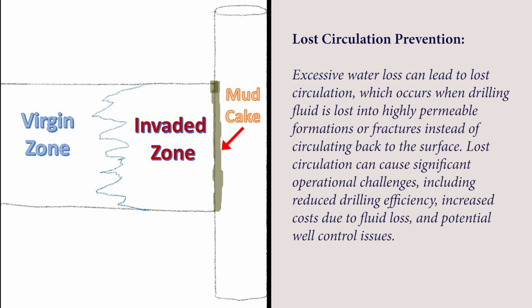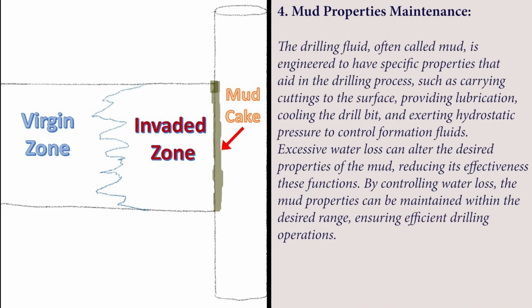3. Lost circulation prevention. Excessive water loss can lead to lost circulation, which occurs when drilling fluid is lost into highly permeable formations or fractures instead of circulating back to the surface. Lost circulation can cause significant operational challenges, including reduced drilling efficiency, increased costs due to fluid loss, and potential well control issues.